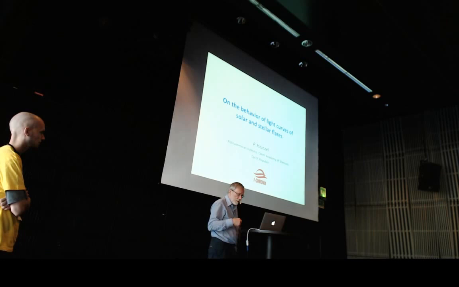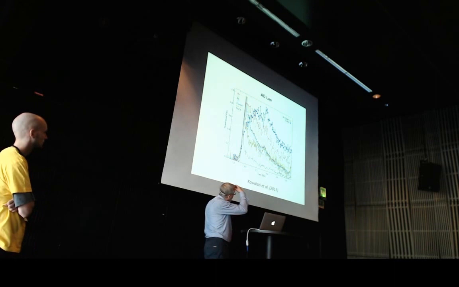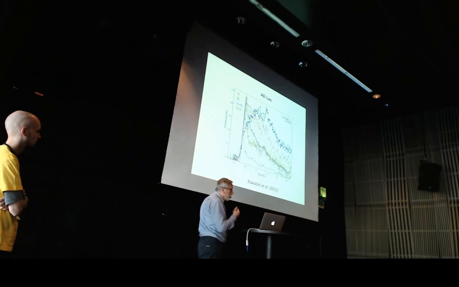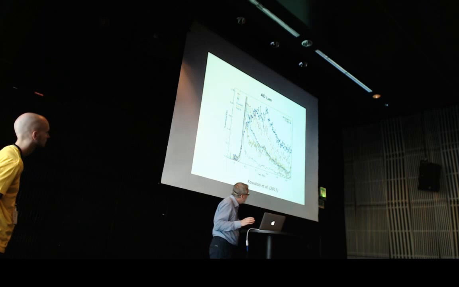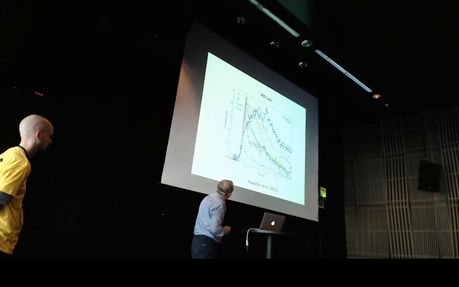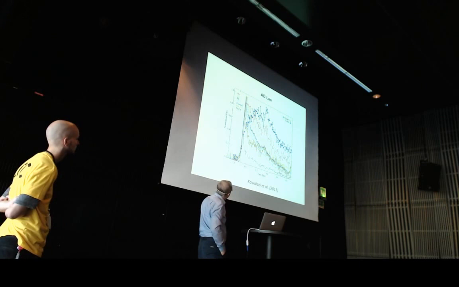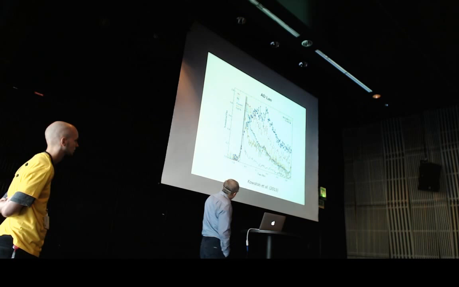I will start with an example from the work of Adam Kowalski and his colleagues, showing the light curve, so time variations of total integrated light intensities of different lines. You see H-alpha, Balmer lines, calcium lines, and so on. What is very interesting on this plot is that during the impulsive phase, you see the steep rise in Balmer lines, for example, and they peak and they go down during the gradual phase.